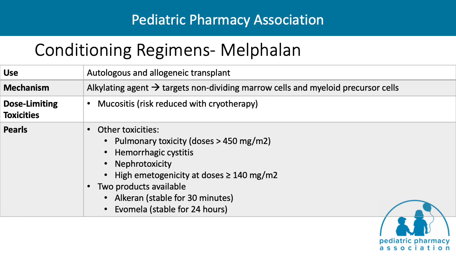Melphalan has two products that are available that are given different brand names, and the difference between these two products is their stability. One of the products is Alkeran, which is stable for 30 minutes, and the second product is Evomela, which is stable for 24 hours.